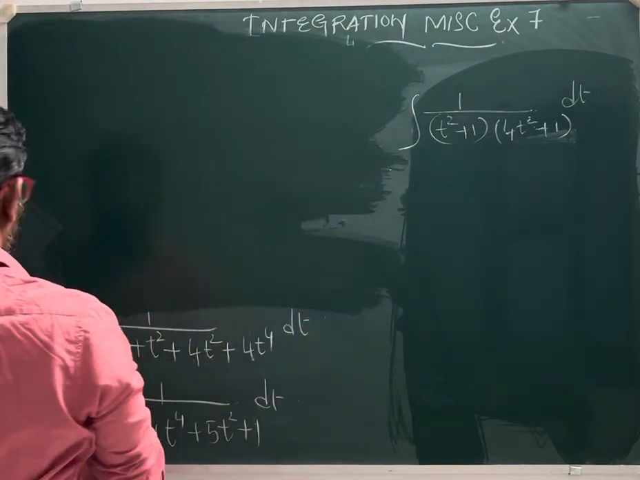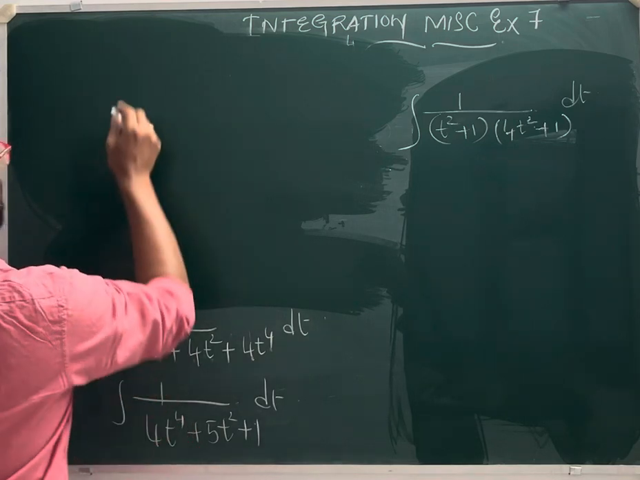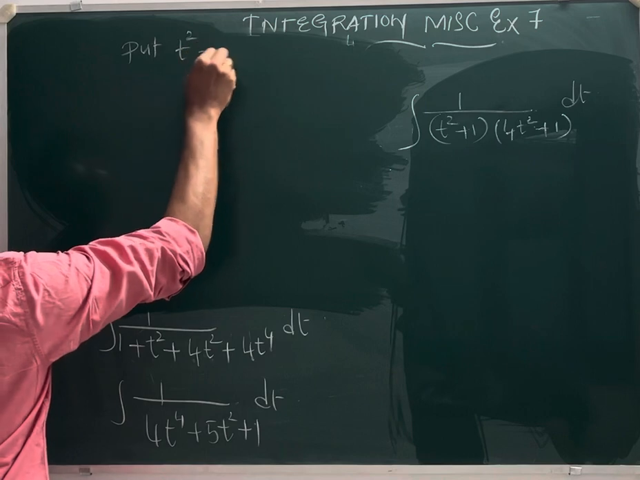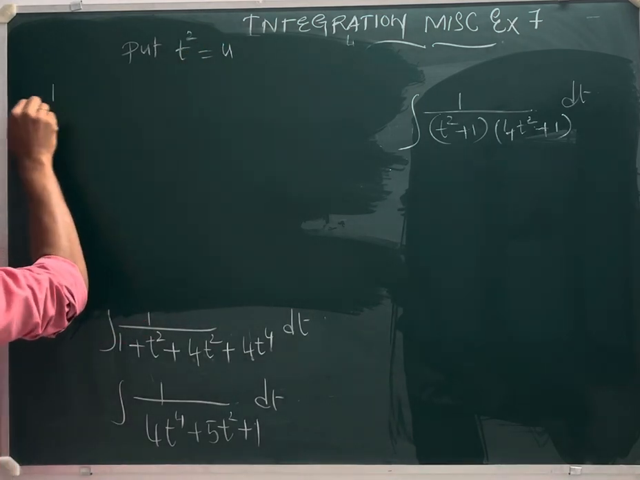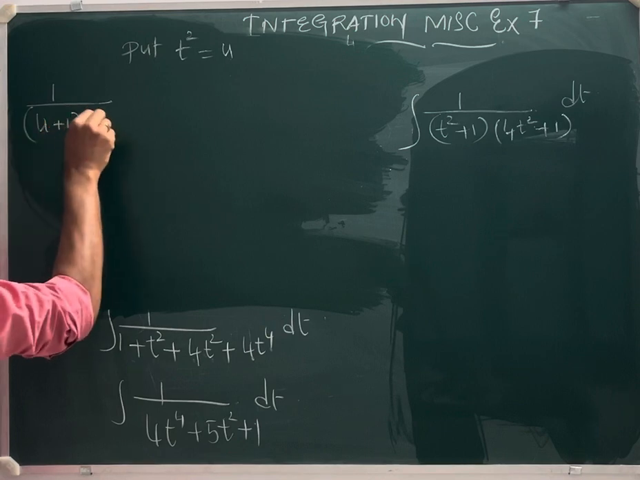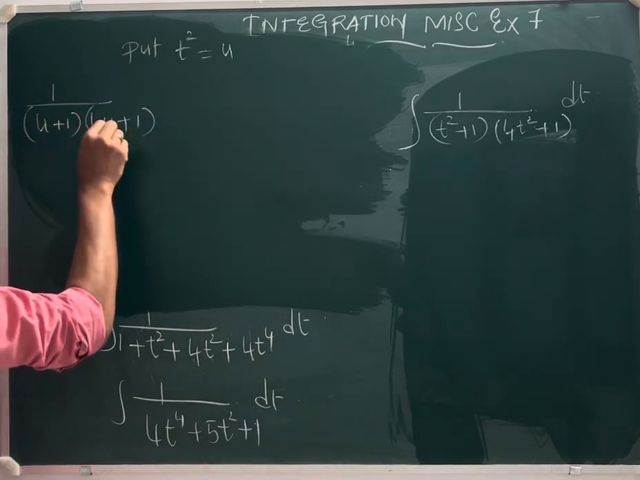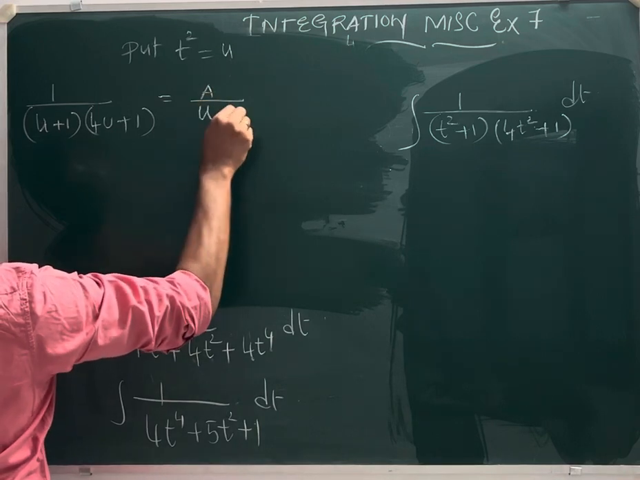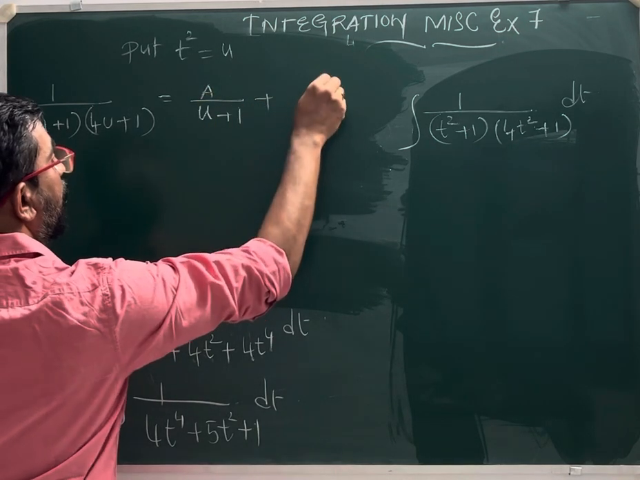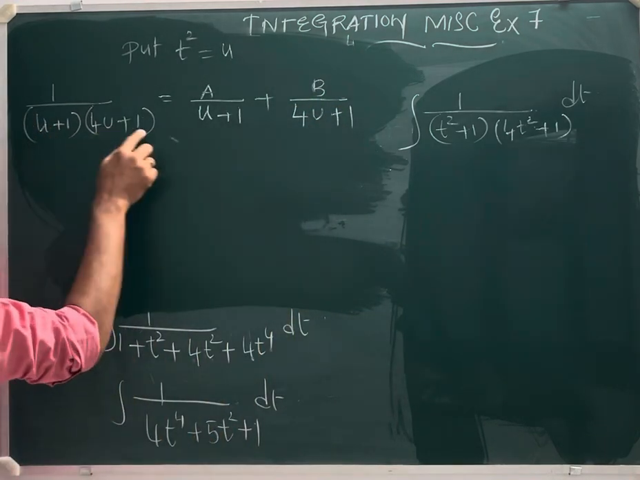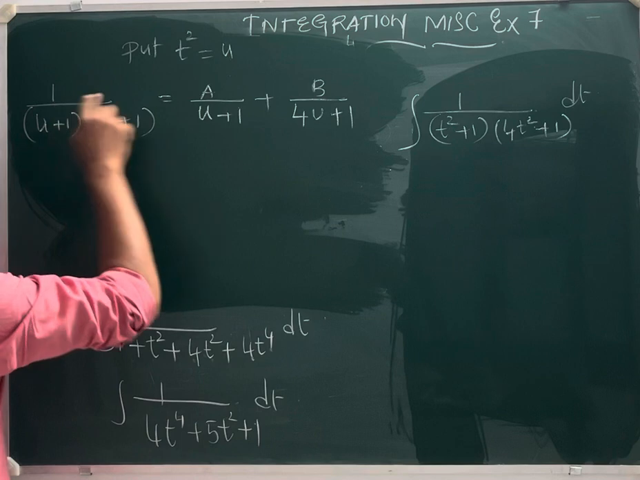What I do is, for the time being, I'll put, it's not an integrated substitution, we just will put t square is equal to u. So this will become 1 by u plus 1 into 4u plus 1, which I can write by partial fraction method as a by u plus 1 plus b by 4u plus 1. Now multiply the denominator of the question all through.